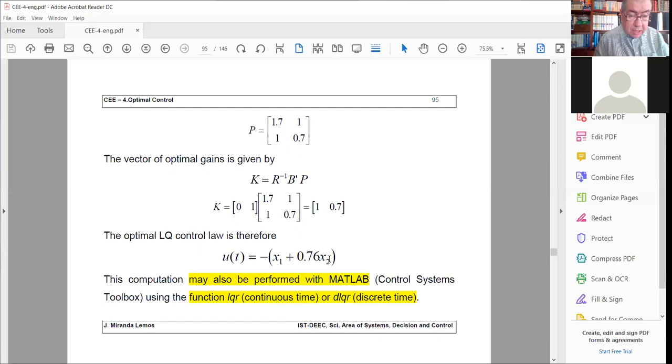Okay? And you can check your results with LQR for continuous time. This one also works for discrete time. So you can use the function DLQR for discrete time, which is something that I'm not considering here.